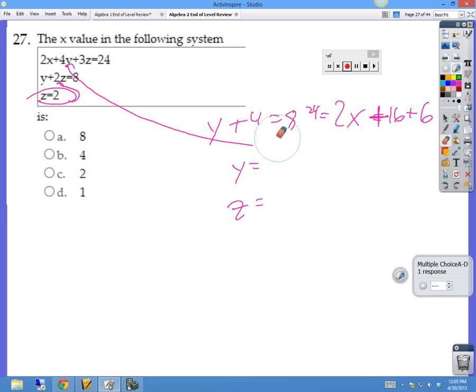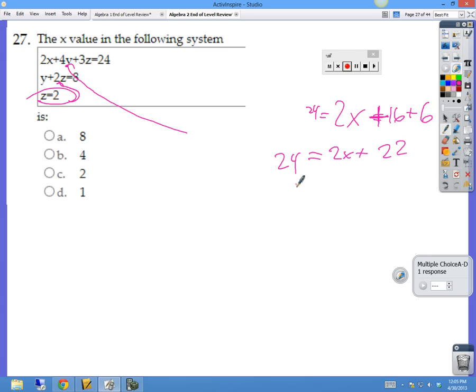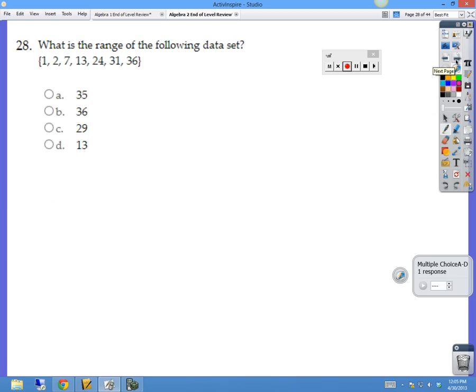So now solve for x. 16 plus 6 is 22. So 22 plus 2x is totaling 24. What does x have to be? x has to be 1, because 22 plus 2. So it is D. Okay, 28.